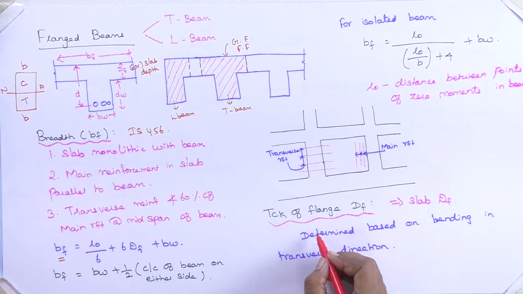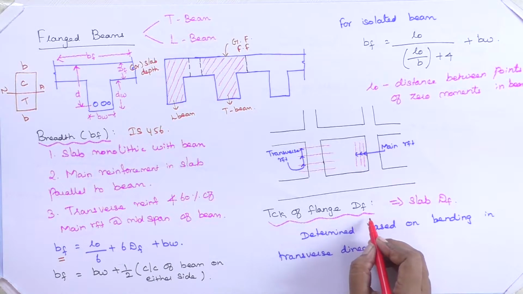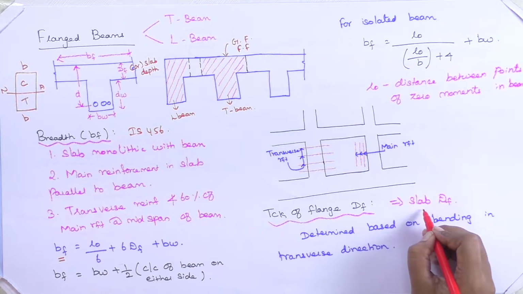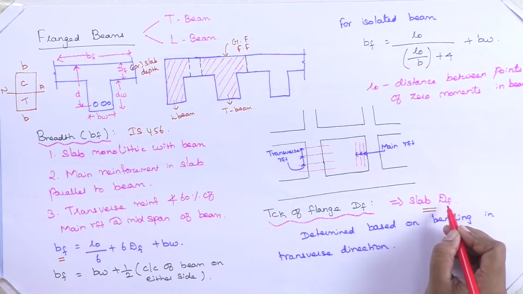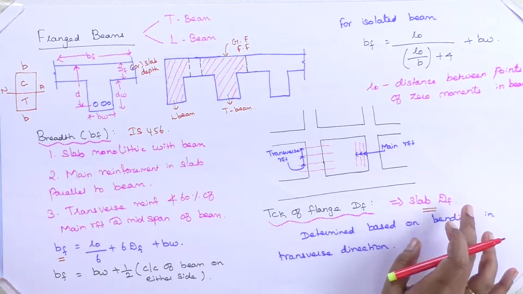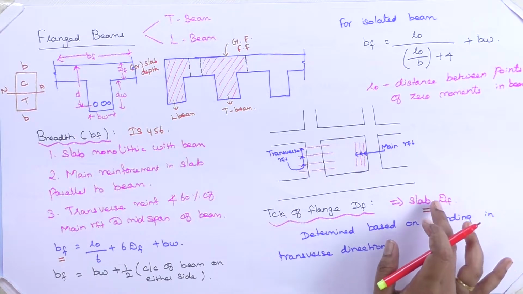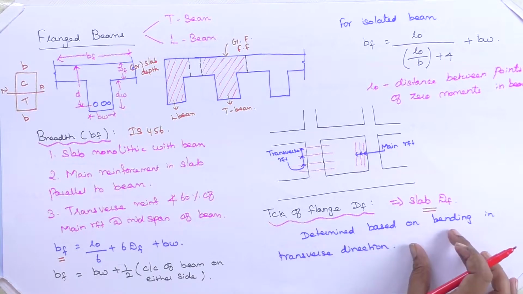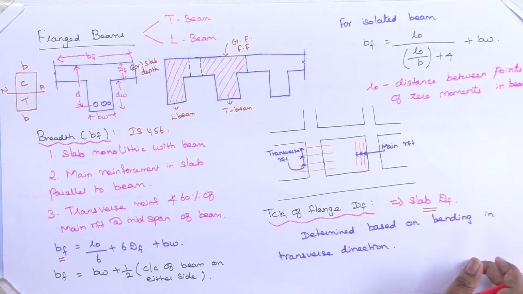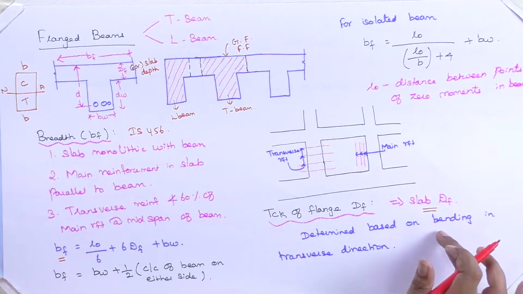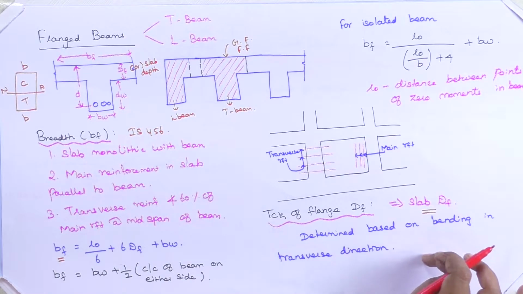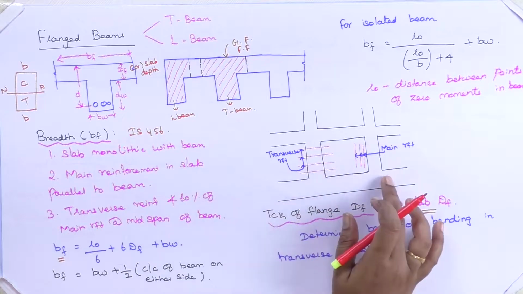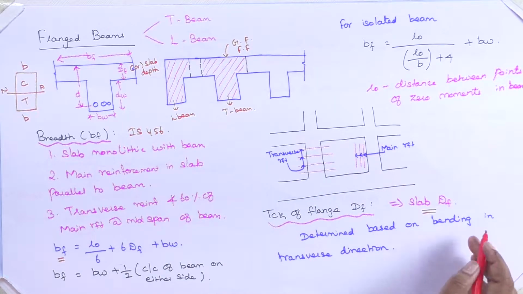Then the thickness of the flange, that is D effective, we can take as the slab depth that you are providing for the slab directly. You may ask why we take the depth of the slab as the depth of the flange. It is purely based on the bending in the transverse direction. The slab will bend in the same way along with your beam because it is monolithically constructed. Then we'll see the next criteria.